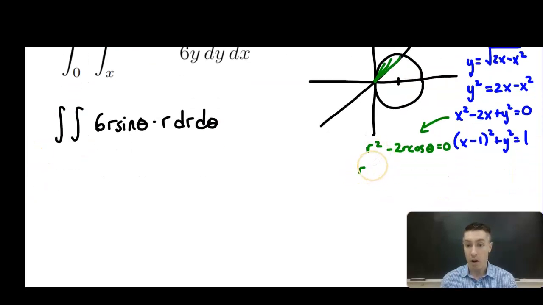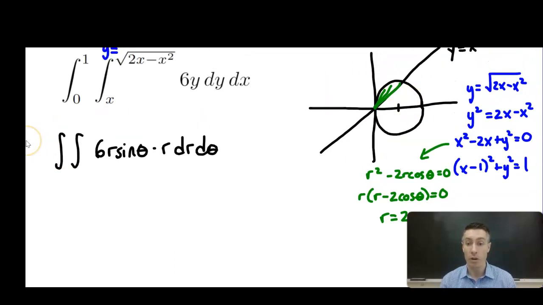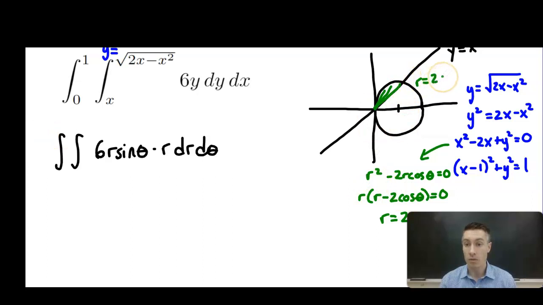So we can factor out an r, and then we have r minus 2 cosine theta equals 0. So either r equals 0, which is definitely not the circle that we drew, or r equals 2 cos theta. And that is the circle that we drew. So the equation of this circle in polar is r equals 2 cosine theta.